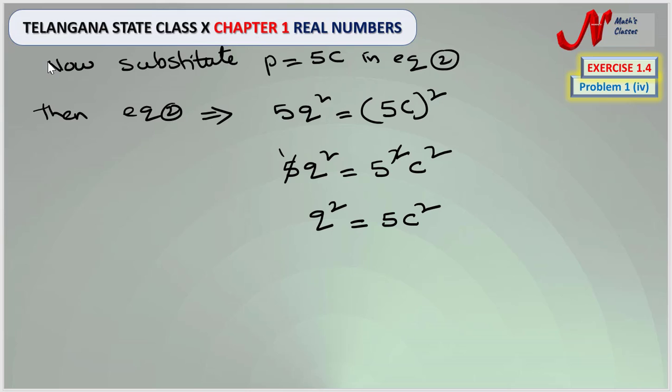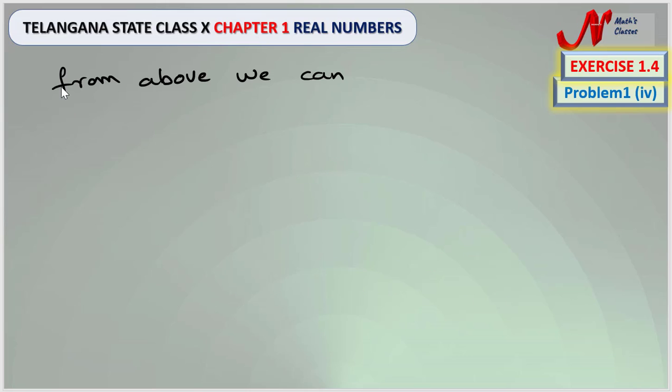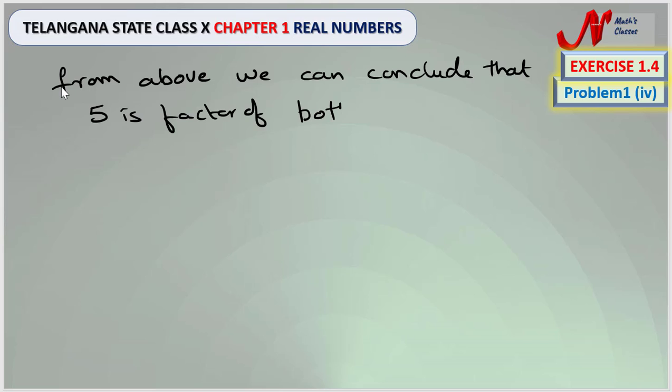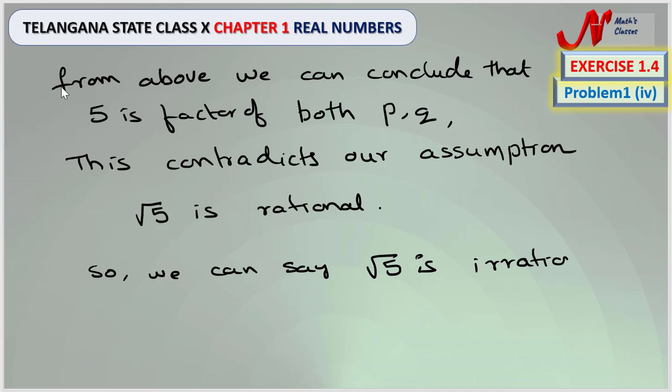From this equation we can say 5 is a factor of Q square. Then we can also say that 5 is a factor of Q. From the above we can conclude that 5 is a factor of both P, Q. This contradicts our assumption. So we can say root 5 is irrational.